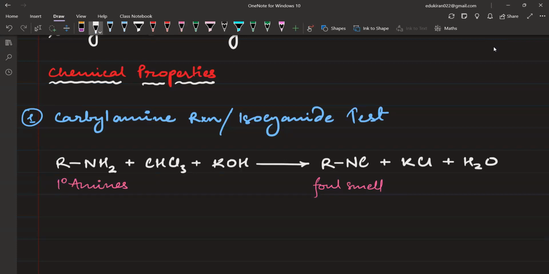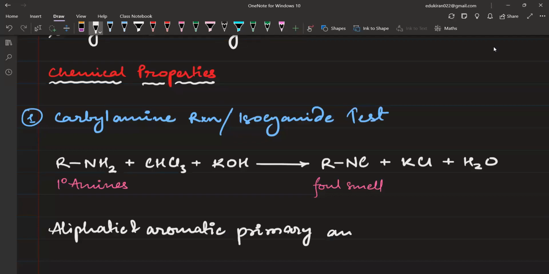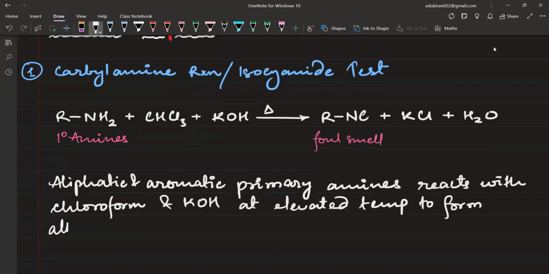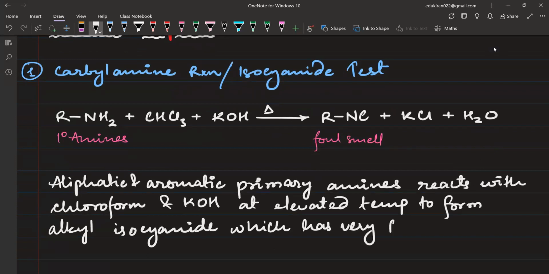And you will write here: aliphatic and aromatic primary amines react with chloroform and KOH at elevated temperature to form alkyl isocyanide, which has a very foul smell.